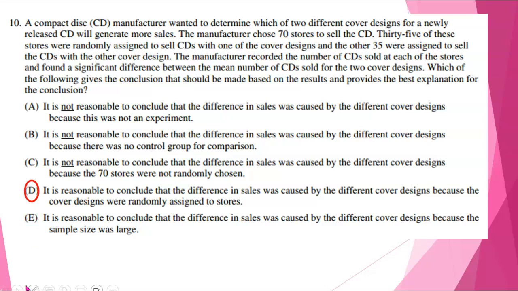We're going to say that it is reasonable to conclude the difference in sales was caused by the different cover designs because the cover designs were randomly assigned to stores. So remember, the random assignment is what allows us to say cause and effect. Without random assignment, we do not have cause and effect.